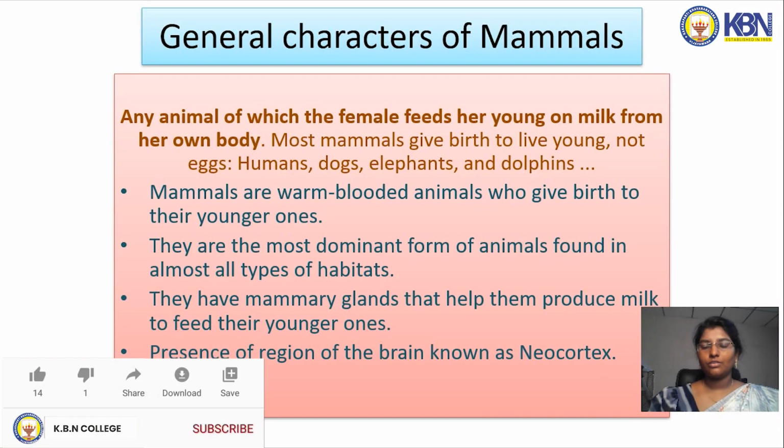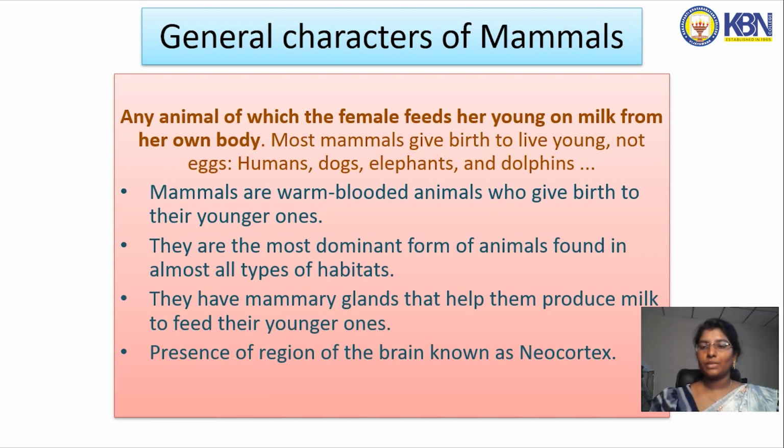Good morning, students. Today we are going to learn about Unit 5, and the first topic is general characters of mammals. Let us know what is meant by mammals. Any animal of which the female feeds her young on milk from her own body. Most mammals give birth to live young, not eggs. Examples: humans, dogs, elephants, and dolphins.